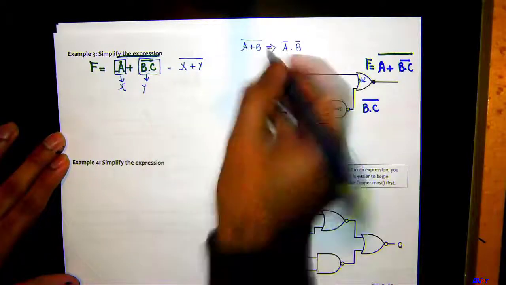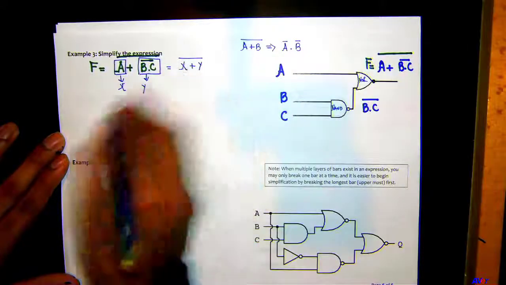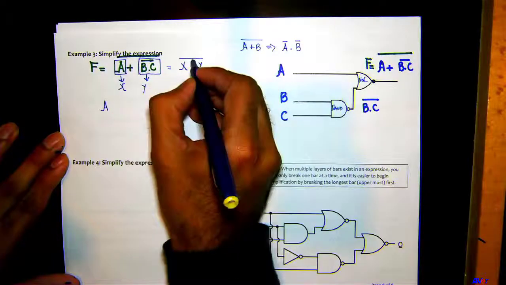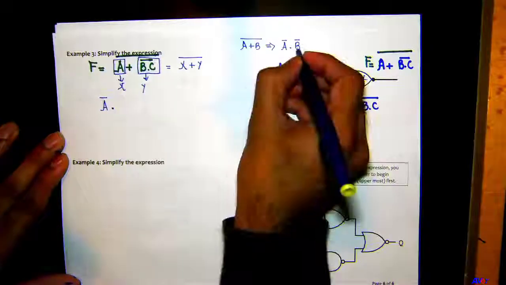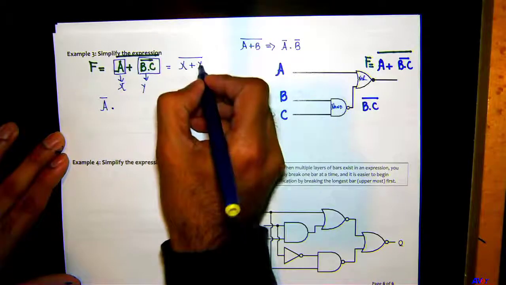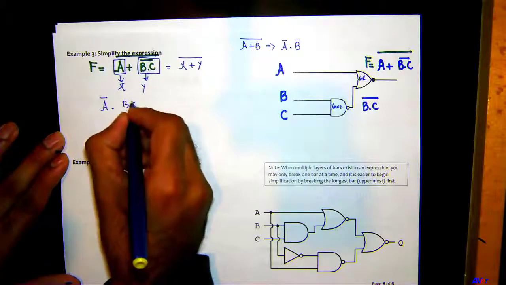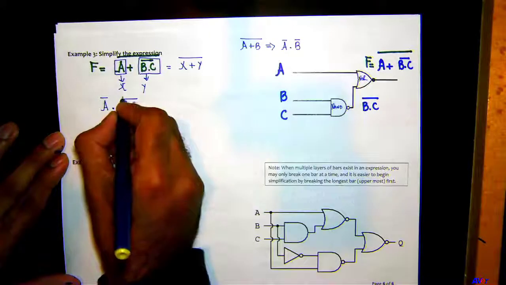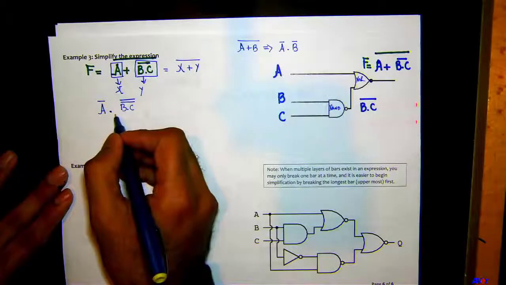What is A here? A is X and B is Y, right? And what is X here? A, right? And then I got a bar on the whole thing dot B. B is actually Y here, and Y is equal to B dot C bar, and then bar on the whole thing, right? Correct? Is everybody following this? How did I come from here to here, right?